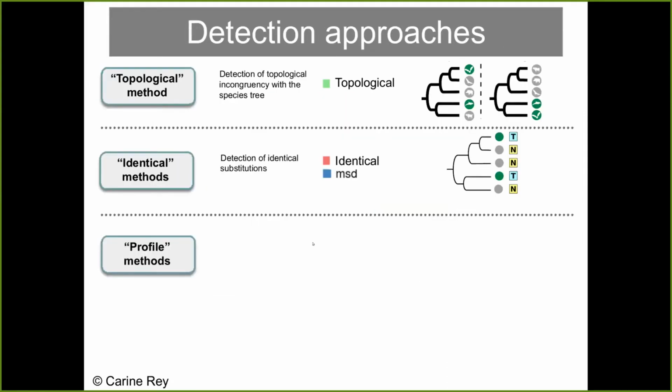And so these patterns have motivated people to develop automated approaches to detect those sites. So there are several categories, which we named topological, identical, and profile. The first one I'm going to tell you about is maybe the second one on this slide, the identical methods, where they try to detect identical substitutions.